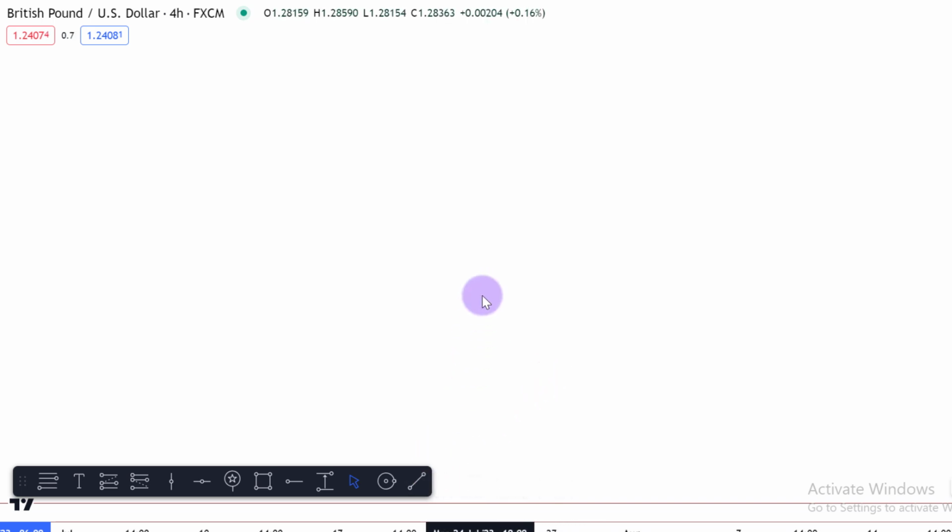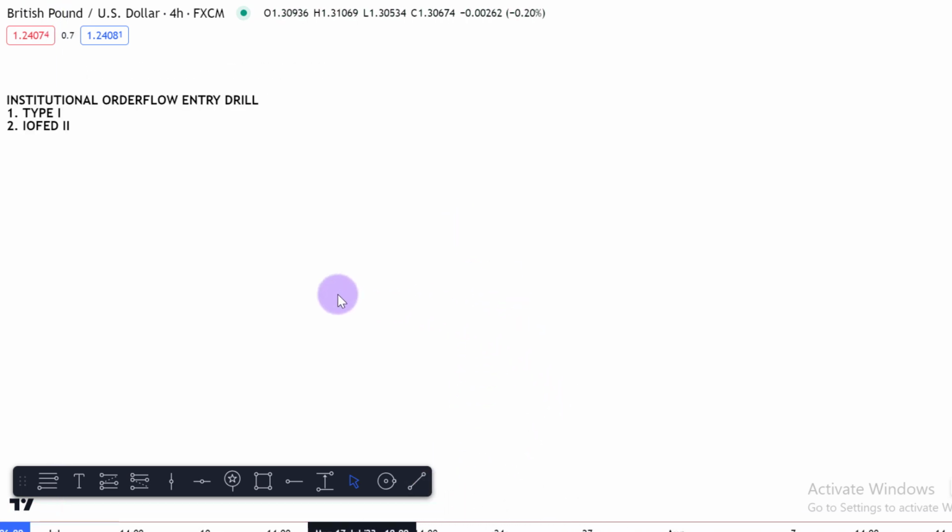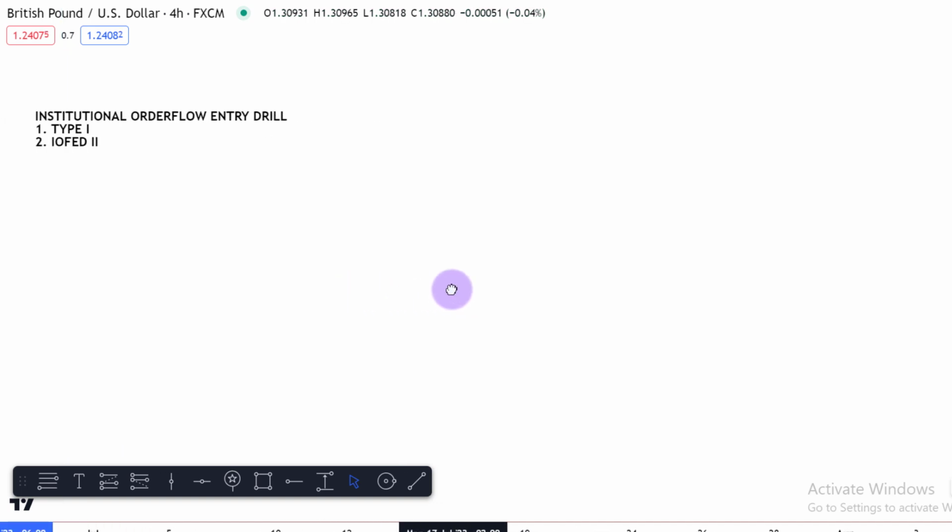Okay, so quickly, there are two types of this entry model. The name of the model is called institutional order flow entry drill. You've heard me mention this a few times, but I haven't showed you specifically how this looks like on the chart. And ICT has mentioned this too, but I'm not sure ICT has showed you guys on YouTube what this looks like. So it's called institutional order flow entry drill, and I have classified them into two forms.